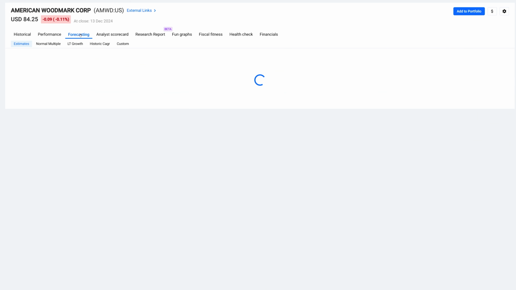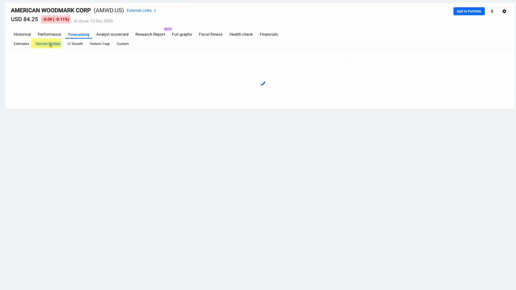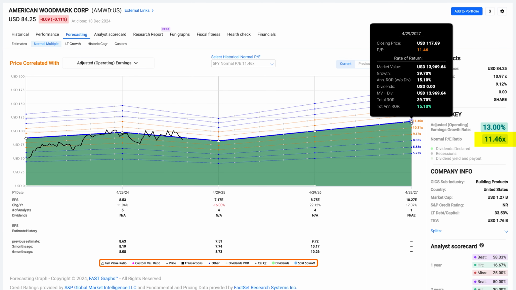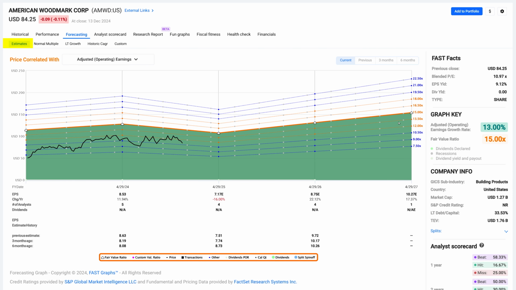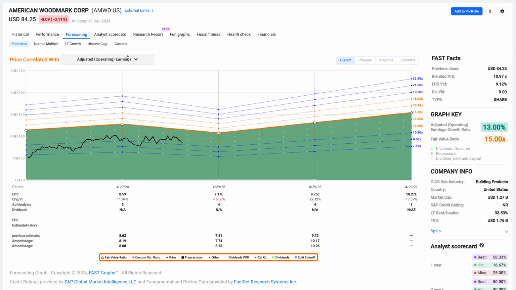So let's just jump to forecasting. Analysts think it's going to continue to grow at 13%. The normal multiple in this stock has been about 11, but that would still give me an attractive rate of return. And if it traded more in line with its fair value or intrinsic value, it'd give me almost a 29% rate of return.